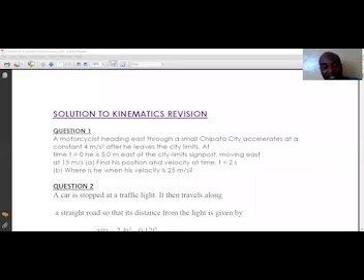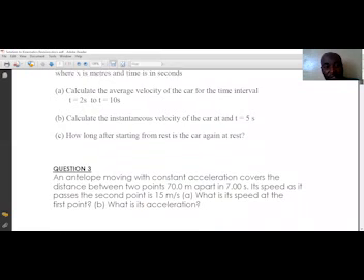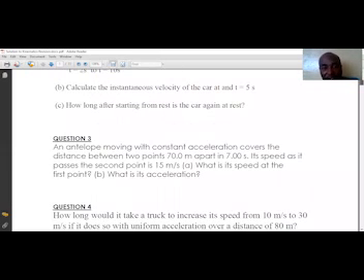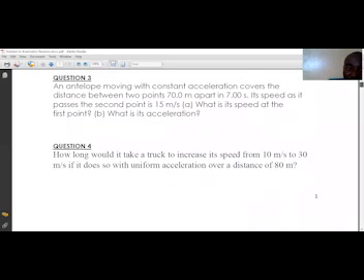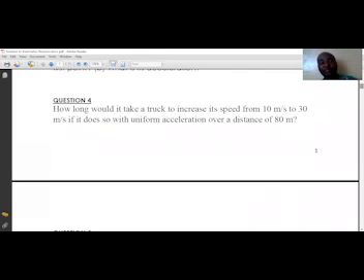So this is our work for today, guys. The first three, I think we did them last time. So we'll deal with the remaining questions.